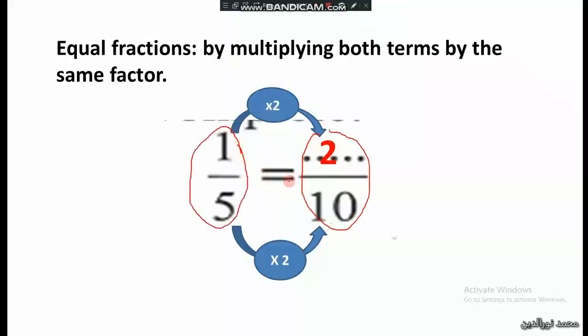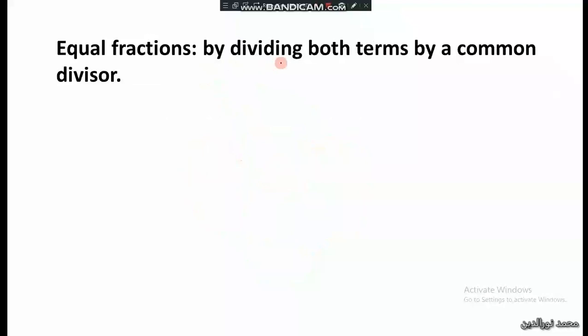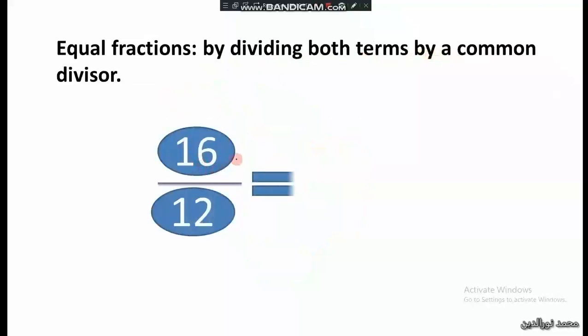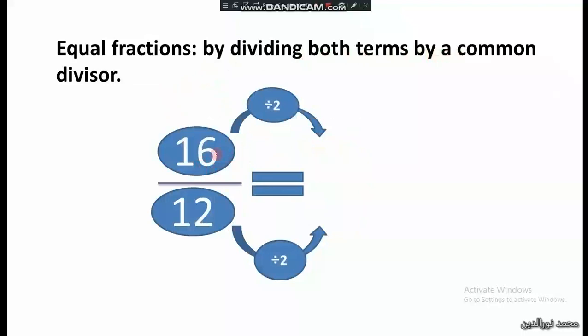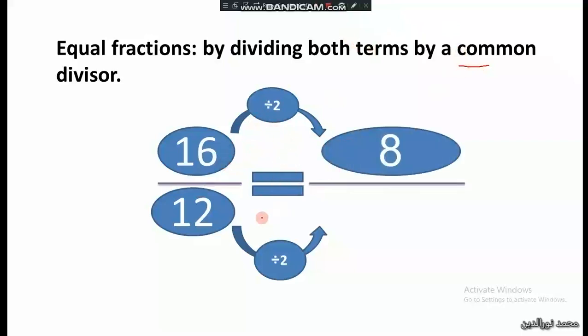Then 2 over 10 is equal or equivalent to 1 over 5. These fractions are equal. And we could divide both terms by a common divisor. So if we have 16 over 12, both terms, 16 and 12, could be divided by a common divisor, which is 2, or we could divide them by 4. So 16 divided by 2 is 8, and 12 divided by 2 is 6.